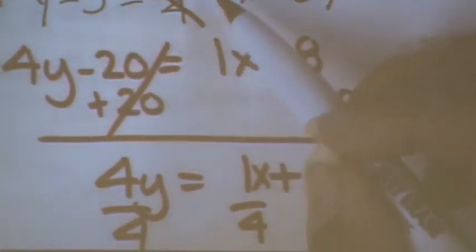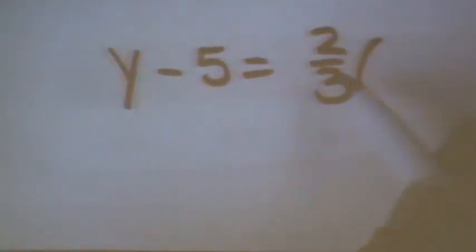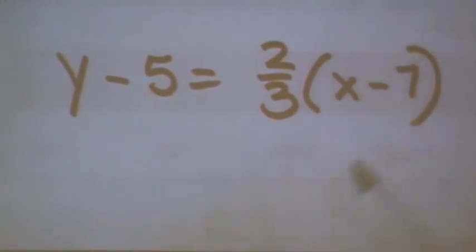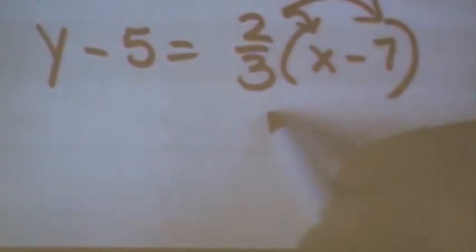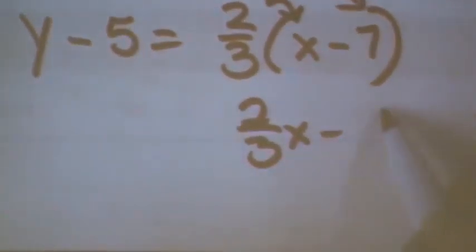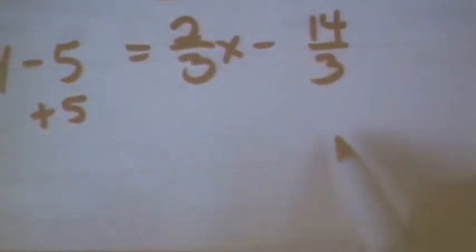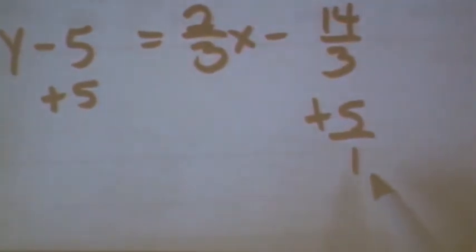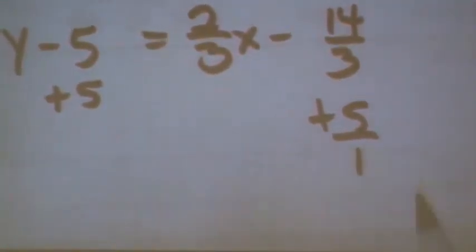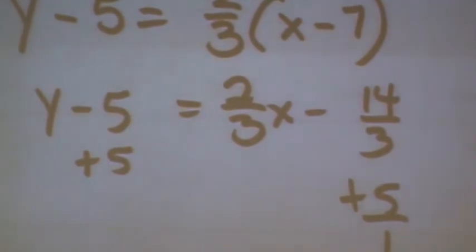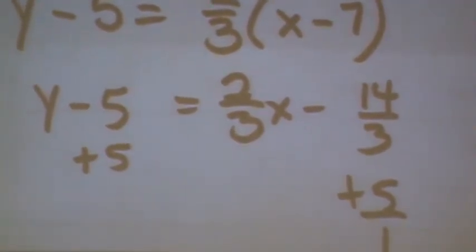Sometimes you might have something like this, watch. Watch that. Now, if you want to distribute, go ahead. You're going to get 2/3 x minus 14/3. Now you have to add 5 to this, so you have to get a common denominator and do it that way. You get that? Now if you do it my way, watch this. Here's my way. I would get rid of this 3. I would do 3, 3, and 3.